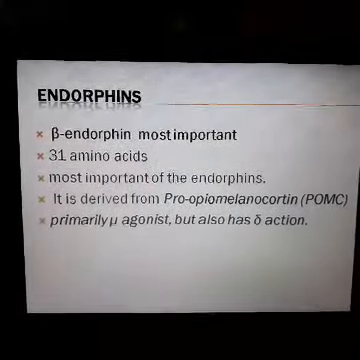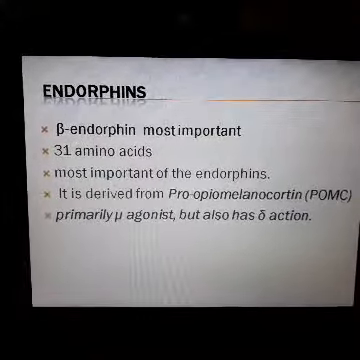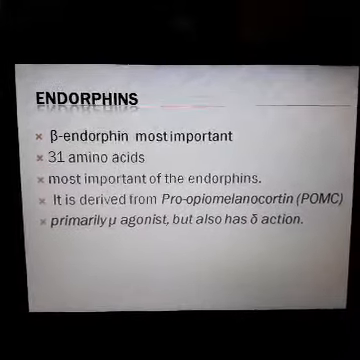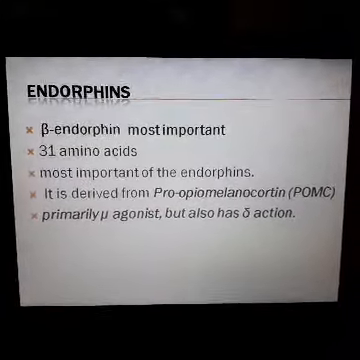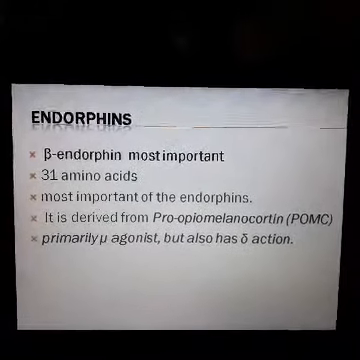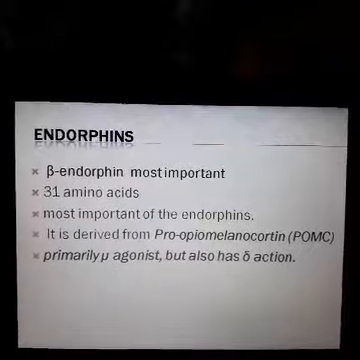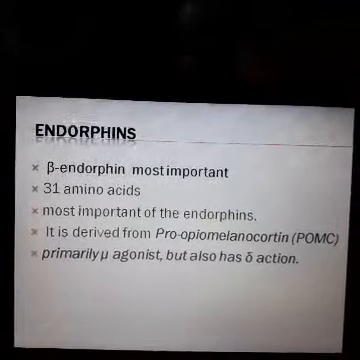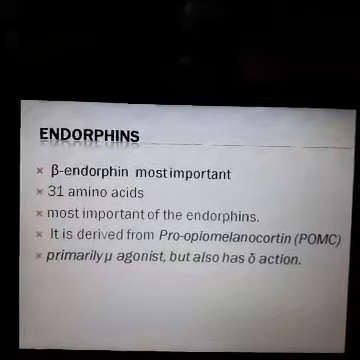So endorphin is the most important. It is primarily a mu agonist, but also has delta action, and is derived from the pro-opiomelanocortin, POMC. When there is a stressful condition, endorphin is released, which gives us some relief from that stress.